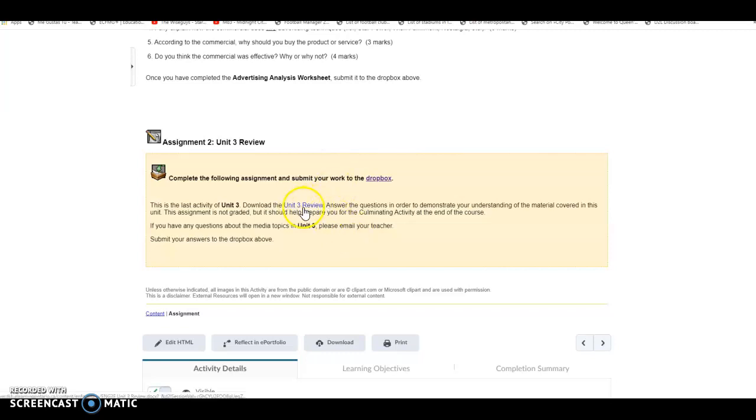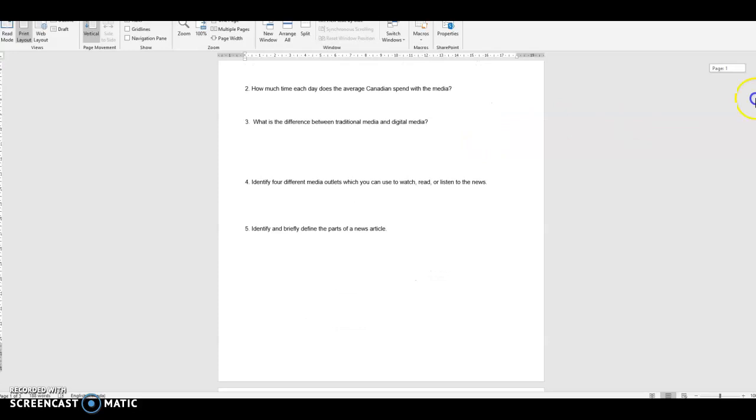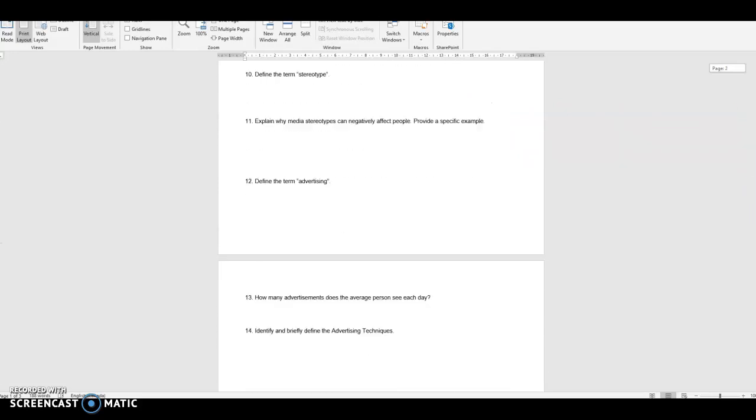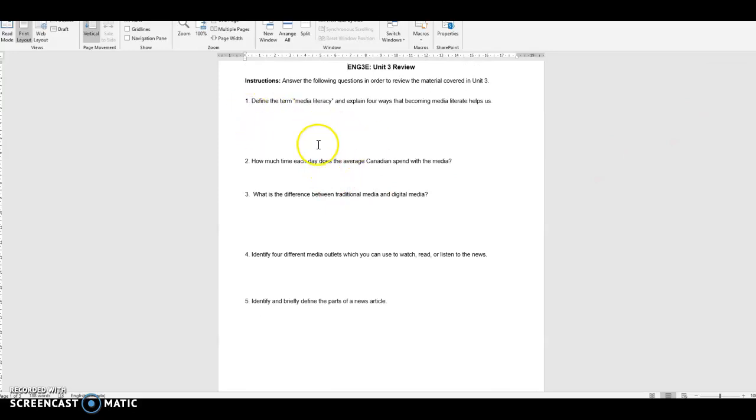If you download Unit 3 Review, you'll see that there are 16 questions. It goes over 3 pages, and there are 16 questions. You don't have to write a lot here. You don't even have to use full sentences if you don't want. You can use point form. This is meant to be your notes. This is meant to be like a study guide for you to make sure that you understand Unit 3.